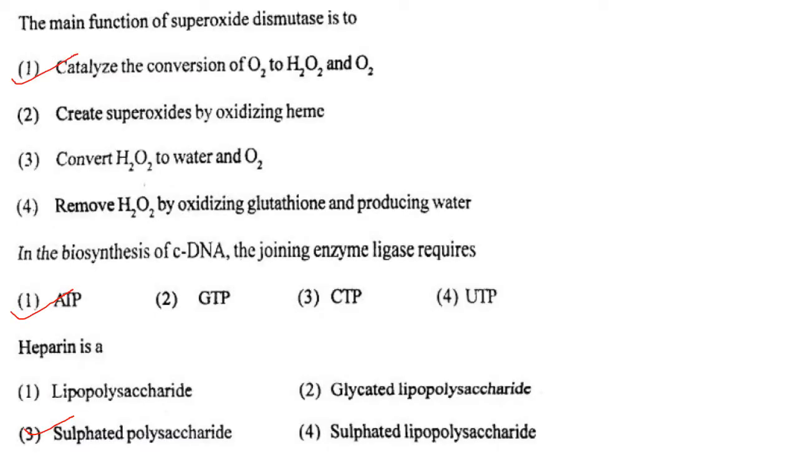The main function of superoxide dismutase is to: option 1, catalyze the conversion of oxygen to H2O2 and O2. Next, create superoxides by oxidizing heme. 3, convert H2O2 to water and oxygen. 4, remove H2O2 by oxidizing glutathione and producing water. Answer is option 1, catalyze the conversion of oxygen to H2O2 and oxygen.